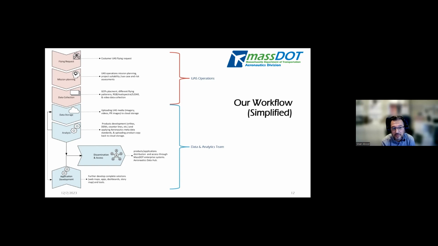If the analysis is just for basic products like true orthos, DEMs, contour lines, 3D models, 3D mesh, whatever, it gets pushed to our dissemination platform, which in this case is a dedicated aeronautics data hub that master users can access, search, and find the products. Or we can do more analysis, if requested from the beginning, to compile and package the products within web maps, apps, dashboards, or story maps. So for certain projects, the user can just log into that application and start working.